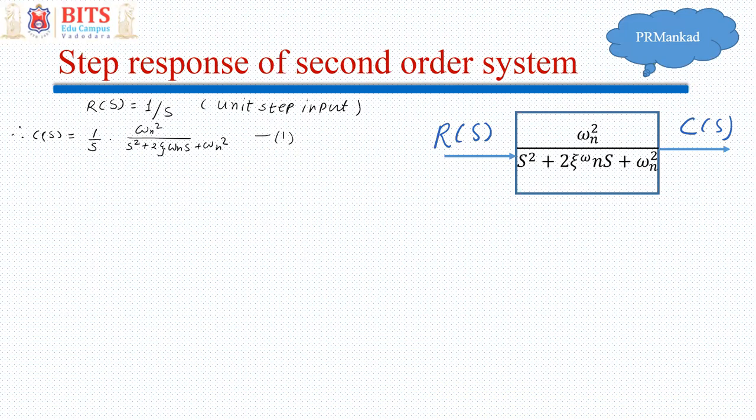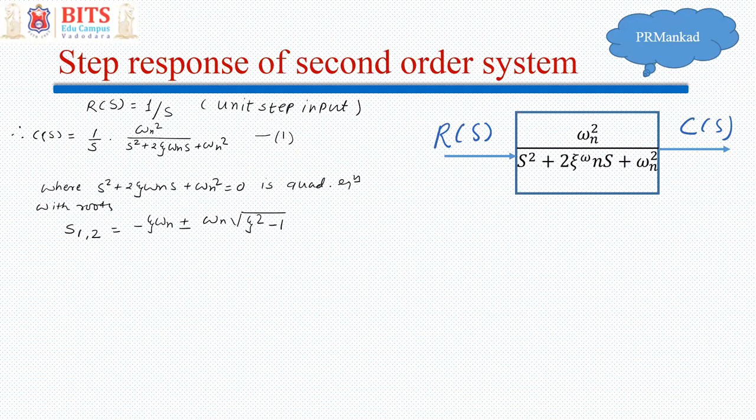So for that, we should know that the second term in the multiplication is having denominator s square plus 2 zeta omega n s plus omega n square. And if we equate it to 0, it is a quadratic equation which is having two roots as shown, right? So these are going to be the roots if zeta is greater than 1. That means the square root of zeta square minus 1 is positive, or the roots, you can say in general, are real, right? So let's say first case, let's assume that zeta is greater than 1, or roots are real, right?